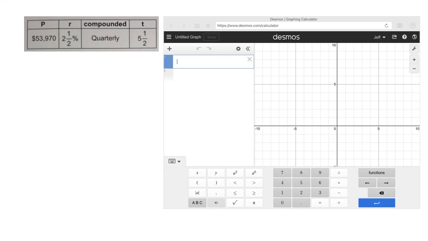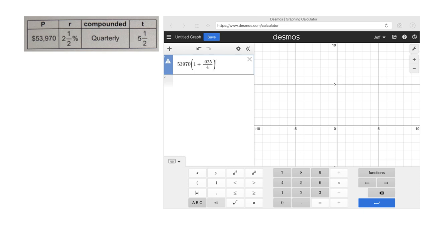All right, here's a good question. I need to determine how much money I'm going to have at the end. So I'll put 53,970 bracket 1 plus 2.5%. So it'd be 0.025. And I have to divide that by, it's quarterly, so divided by 4.